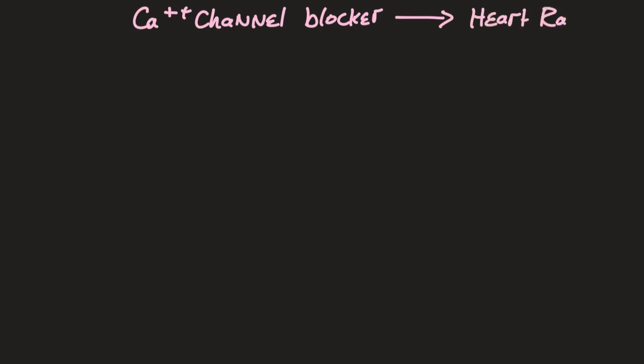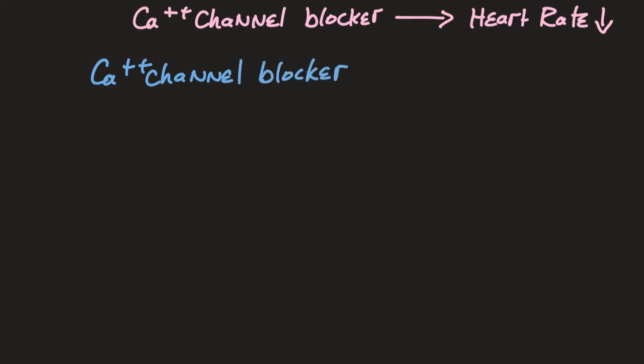The term arrhythmia means irregular heart rate. This can come in two forms: bradycardia, which means a slower than normal heart rate, or tachycardia, which is faster than normal heart rate. People with tachycardia are often prescribed calcium channel blockers that will lower the heart rate and bring it back to normal. So let's take a look at how calcium channel blockers lower the heart rate. Calcium channel blockers lower the permeability of calcium. So the calcium permeability decreases.